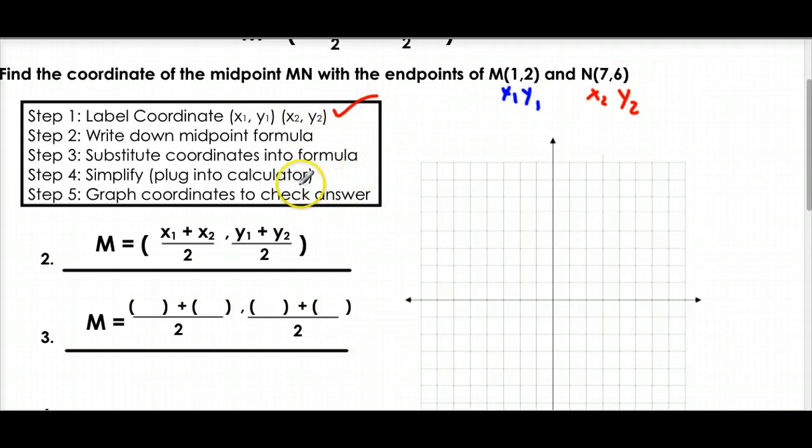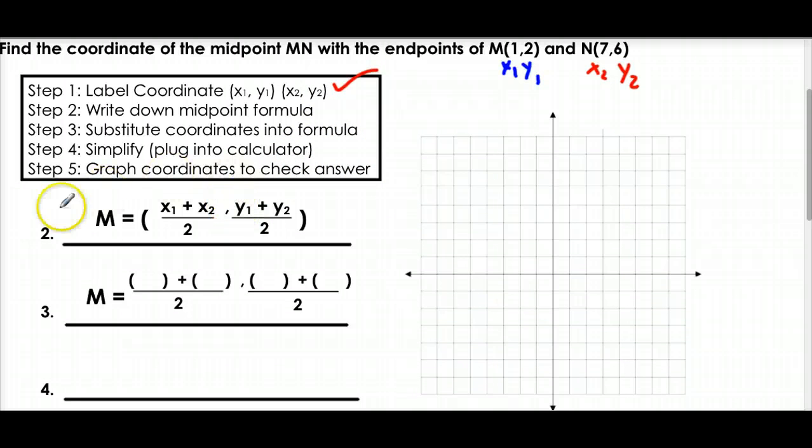Done. Step 2 is to write down the midpoint formula. And luckily enough, I did it for you, but it's always good just for your memory to write down the midpoint formula. It's hard memorizing formulas, but if you keep writing them, you'll get good at it. Step 3 is to substitute the coordinates into the formula.